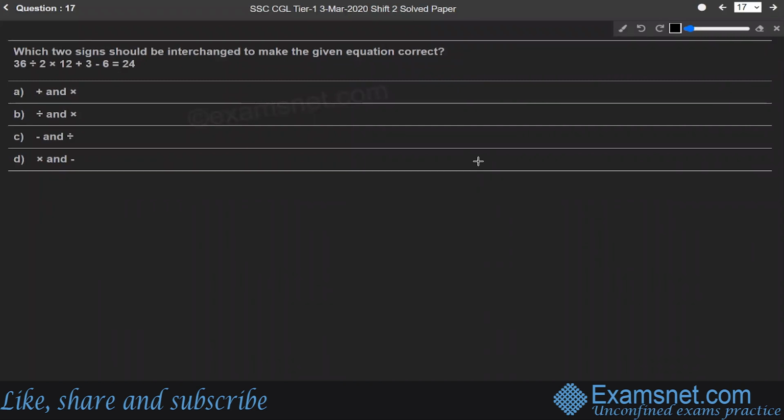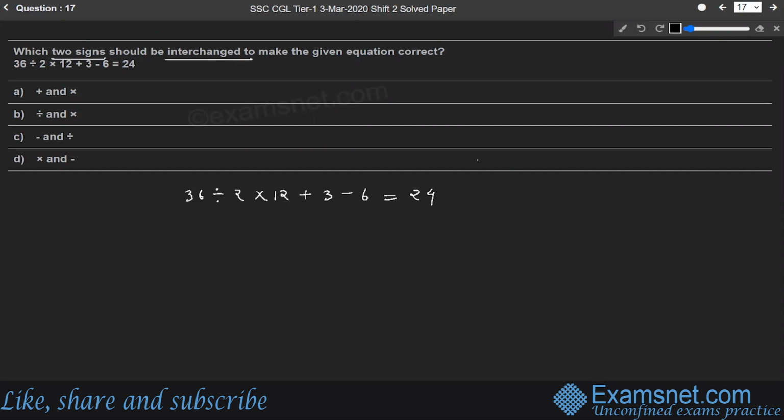Next question is, which two signs should be interchanged to make the given equation correct? Firstly, let us write the given equation: 36 divided by 2 multiplied by 12 plus 3 minus 6 is equal to 24. We have to identify which two signs should be interchanged to make this given equation correct.